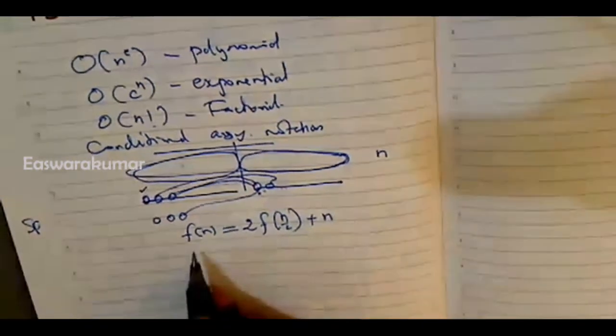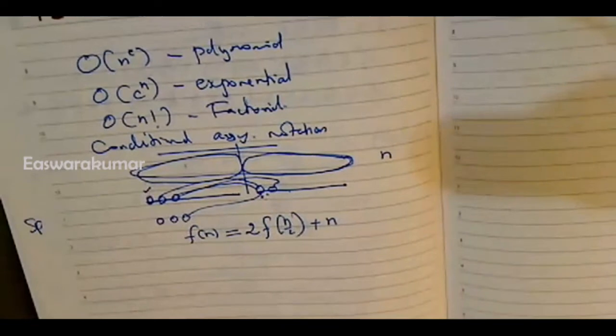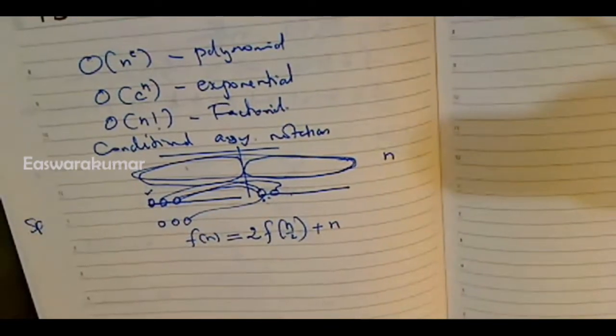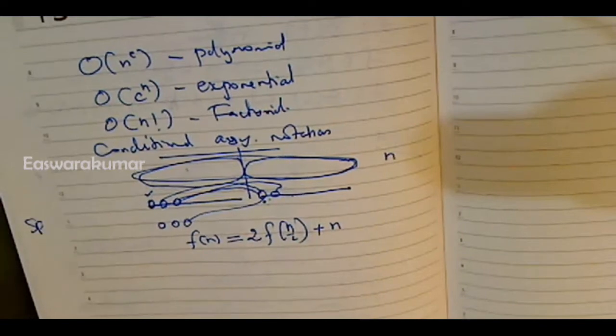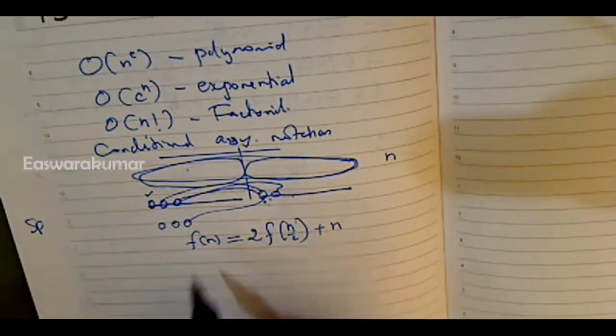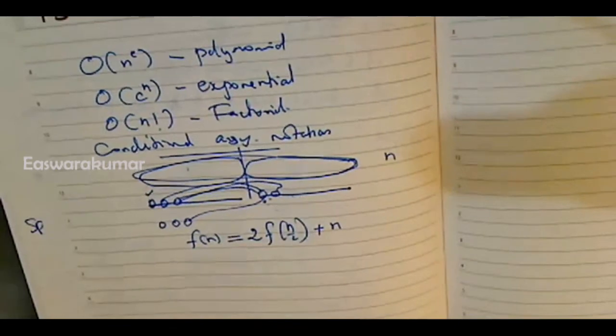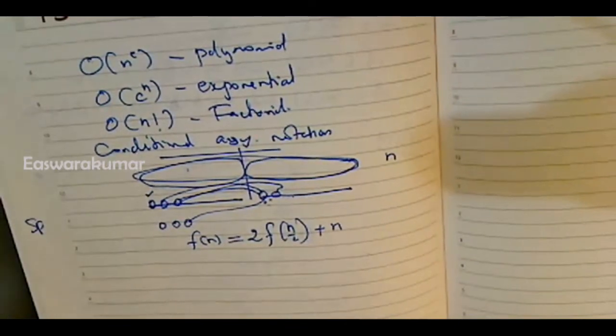So now what we get is a function. This function is called the recurrence function. Whenever the algorithm is a recursive algorithm, we can always write the complexity in the form of a recurrence relation. Recurrence relation means the function is being used within itself, right? So this is a recurrence relation.